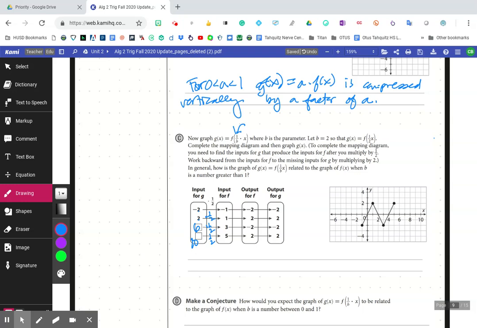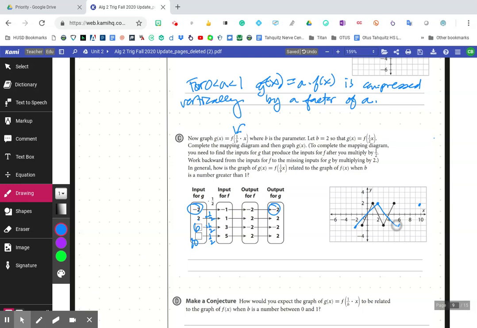So I'm going to go ahead and plot this input and this output for my g function. So -2, and then I'm going to go to -2. And then I'm going to go 2, and I'm going to go to 2. I'm not sure I did that right. 2, 2. Yep. 6, -2. And then 10, 2.